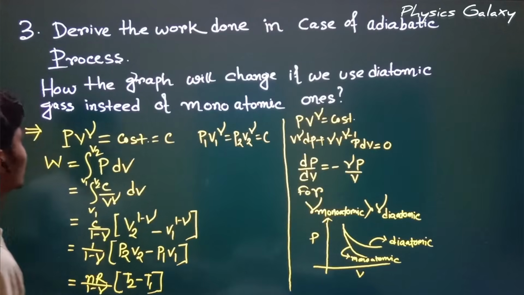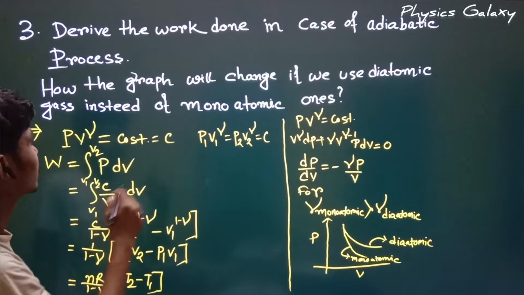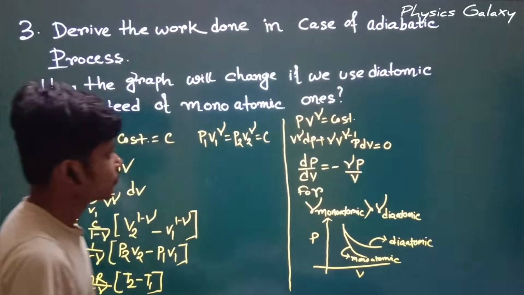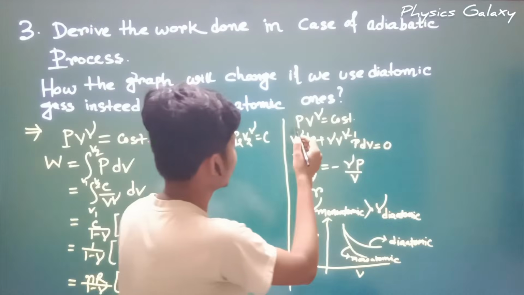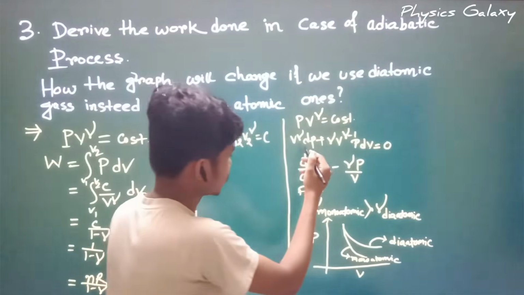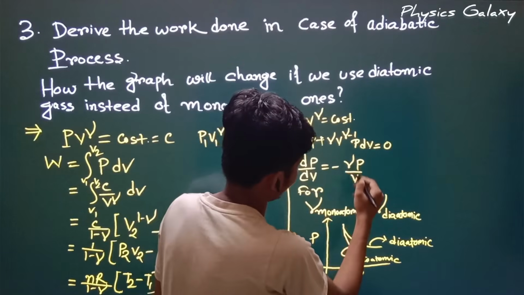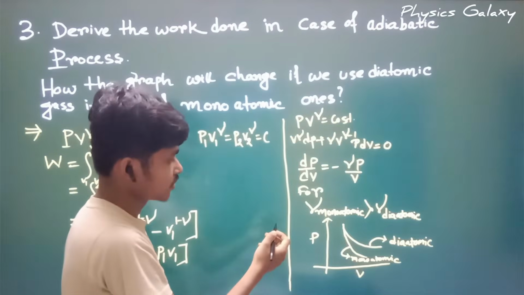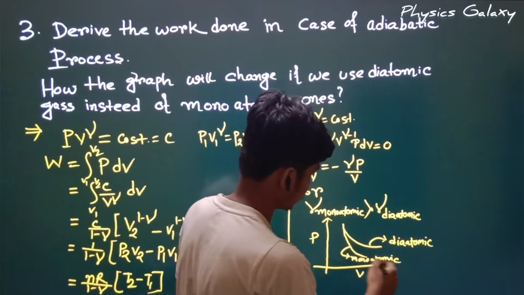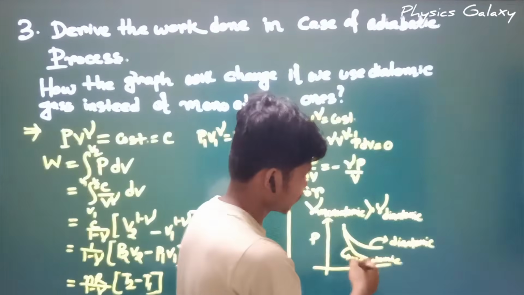Then one professor asked, in addition to this problem, what the graph will be if we use a diatomic gas instead of a monatomic gas. For this, I again took the equation of state of the adiabatic process, PV to the gamma equals constant, and the slope of the graph, dP by dV, is minus gamma P by V. As we know, gamma for monatomic is greater than gamma for diatomic. So the graph will be like this: for monatomic gas the graph will be much steeper than for diatomic gas.